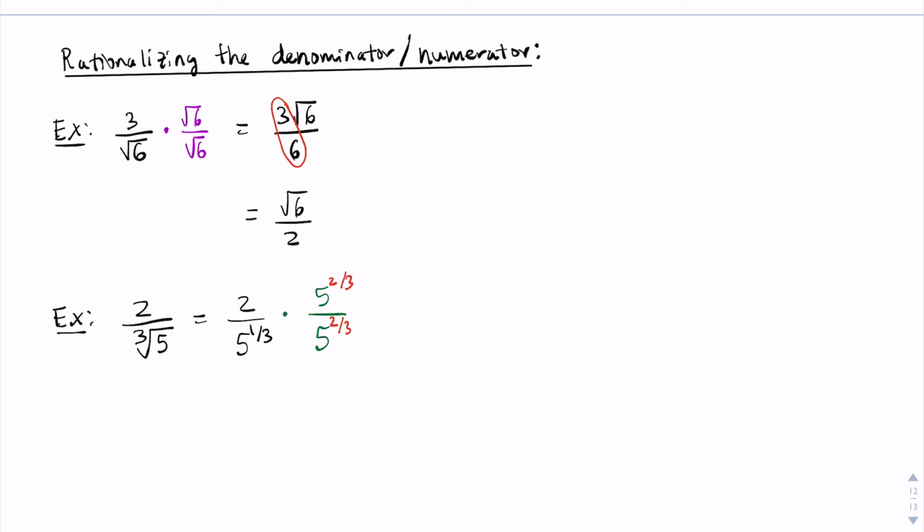And what would you get on the bottom now? 5 to the 1, which has no square root or cube root in this case, right? So you will get this right here. This is nothing more than 2 times 5 to the 2/3 divided by 5. And although you might say that we can simplify the 5 to the 2/3 divided by 5, we choose not to do that, because if we do that, we're going to go back to where we started. And so this is fine.